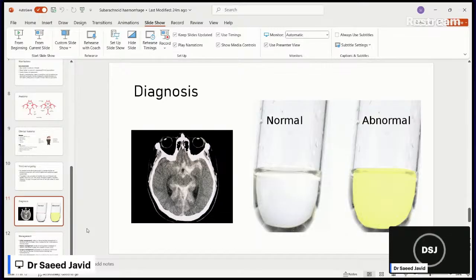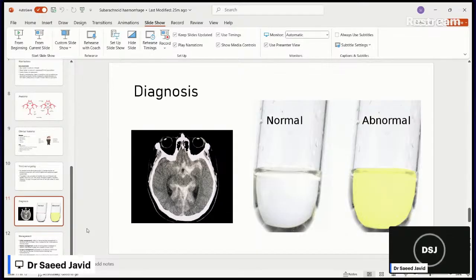Typically they'll already have their CT head done in ED, and the CT head will show something like this. This is an image of what we call a plain CT head, and a plain CT head, if performed within 6 hours of the onset of a patient's symptoms, or what we say ictus, has a sensitivity of 98.7% and a specificity of 99.9% for detecting a subarachnoid hemorrhage.